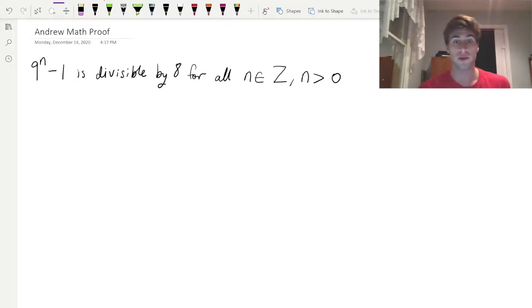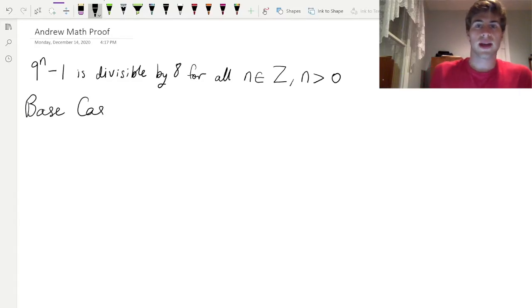Hello, my name is Andrew Berquist, and today our goal is to prove using weak induction that 9 to the nth power minus 1 is divisible by 8 for all possible integer values of n, such that n is greater than 0. I've written that out for us here, and we're going to start this problem in the belief phase. We're going to first convince ourselves that it makes sense before we formally prove it.